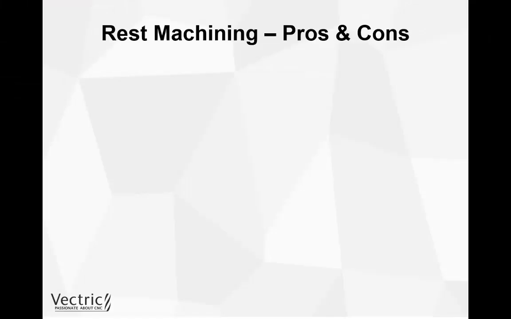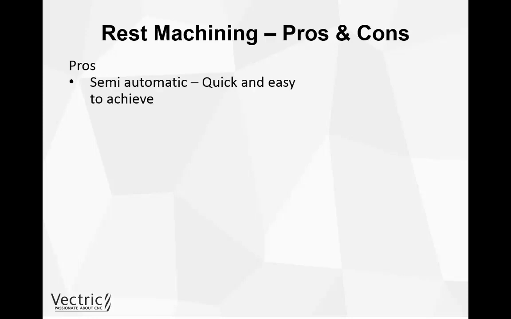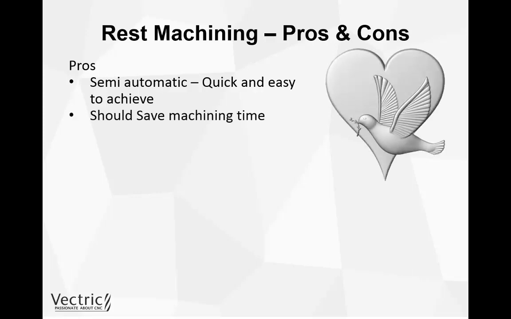So now we've gone ahead and demonstrated rest machining in the software, let's go ahead now and take a look at the pros and cons of using rest machining. So the pros of rest machining is the fact that it is a semi-automatic method and it is quick and easy to achieve a rest machining toolpath. It should also save us a lot of time on machining as well, as we can first of all go over with the larger tool and then just clean up the areas where the larger tool wasn't able to actually machine with the smaller tool. So we should be able to save quite a bit of time as opposed to actually running the smaller tool over the whole model to begin with.